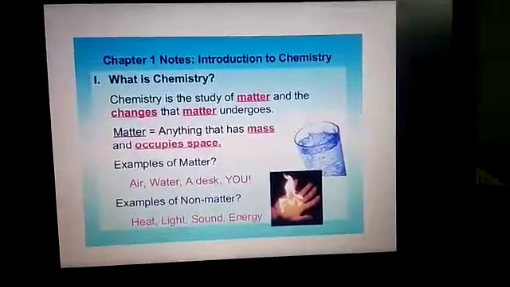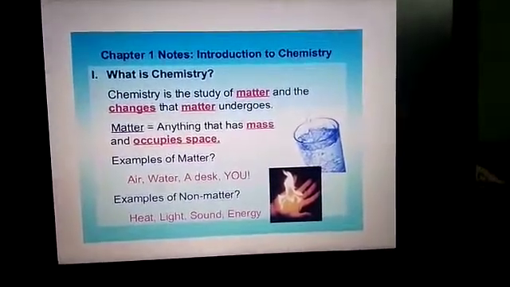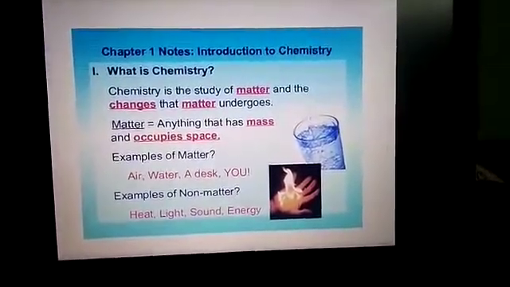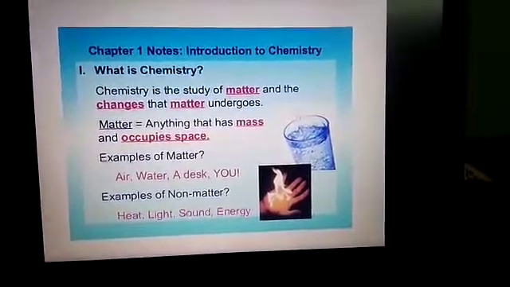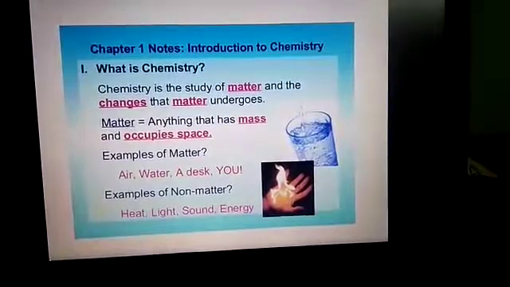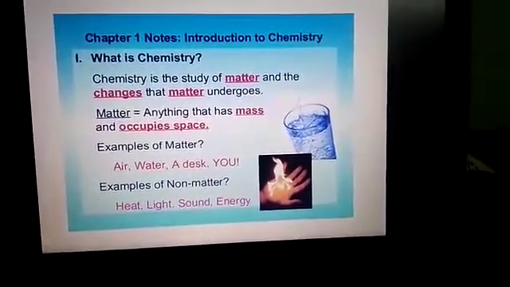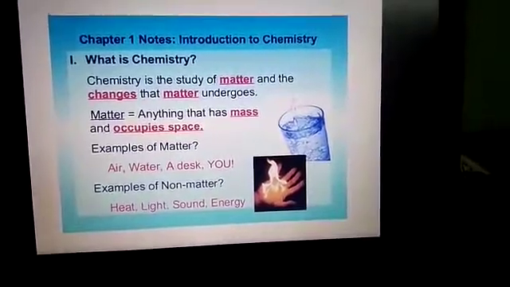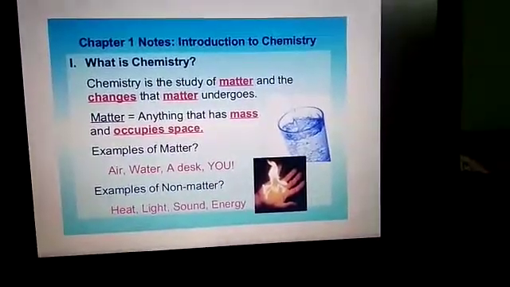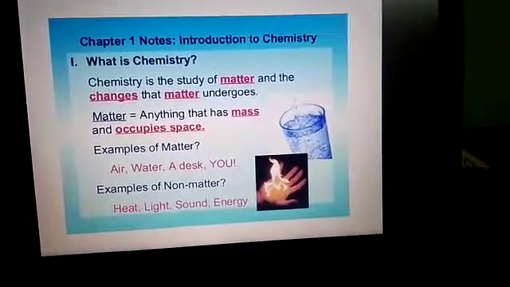What is chemistry? Chemistry is the study of matter and the changes that matter undergoes. So, what is matter again? Matter is anything that has mass and occupies space.